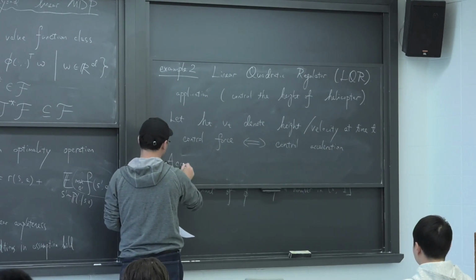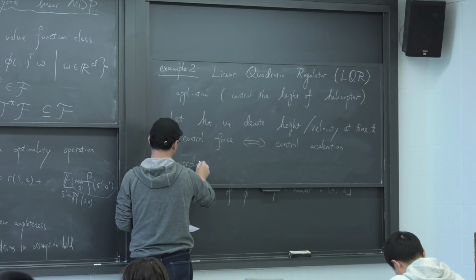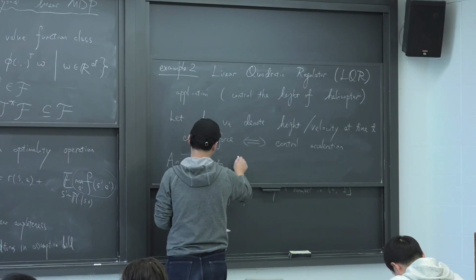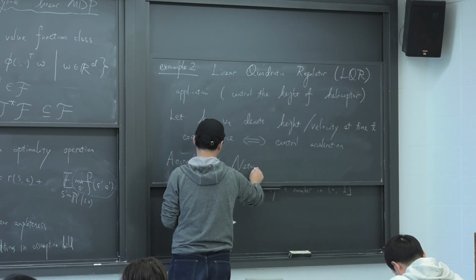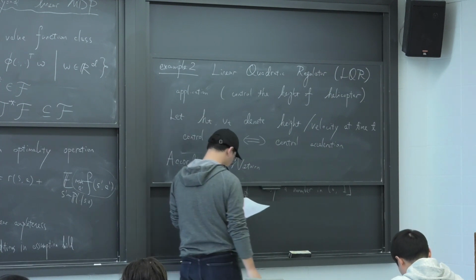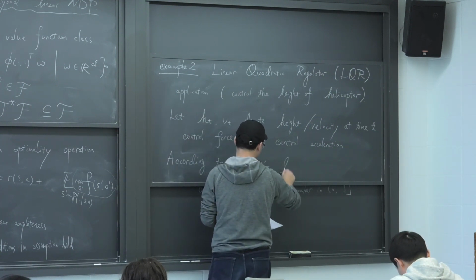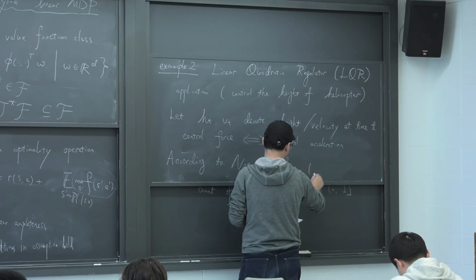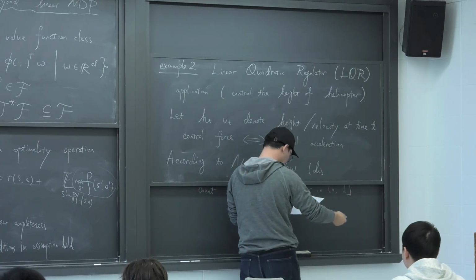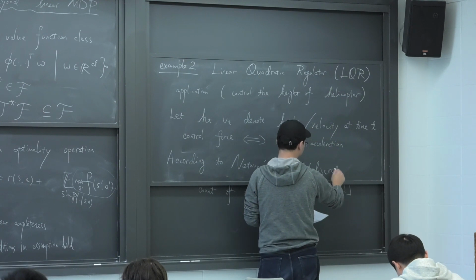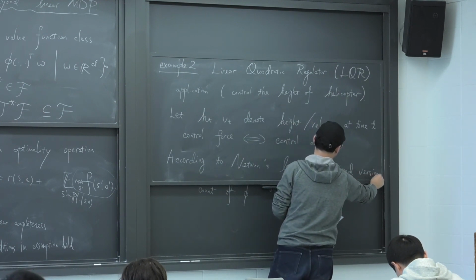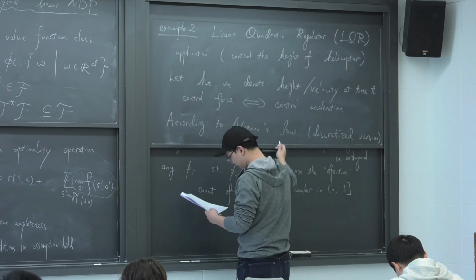So according to Newton's second law, we can essentially write the dynamics as the following, a discretized version. We can write the following dynamics.